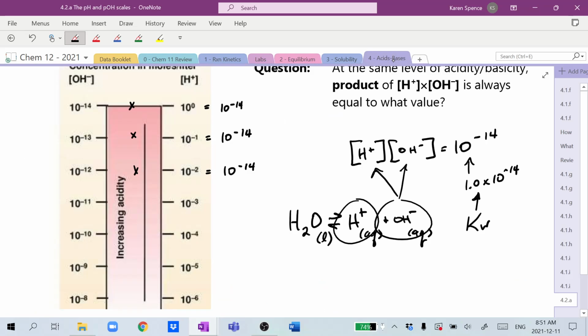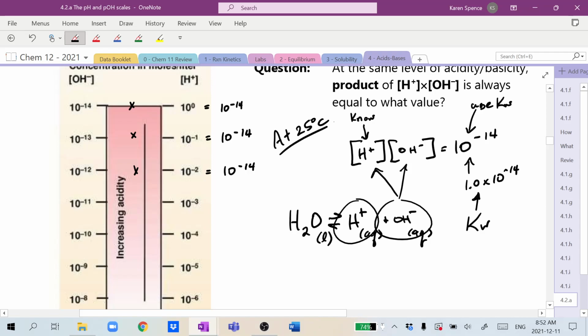So what's the takeaway message from this page? Well, if you know the hydrogen ion concentration, then you can use Kw, the value, which doesn't change unless you're at a different temperature than 25 degrees Celsius. So I guess I should say at 25 degrees Celsius. You can use that to find the concentration of OH, and so you just have one unknown.